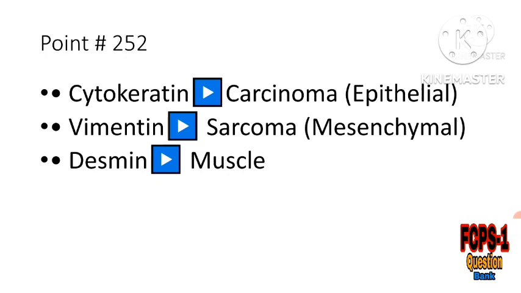So point number 252, cytokeratin is a tumor marker or intermediate filament for carcinoma. And vimentin, it is an intermediate filament or marker for sarcoma, mesenchymal tissue. And desmin is marker for muscle.